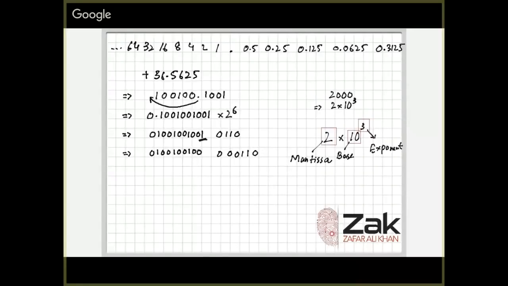What we lost? We lost 0.0625 because that was the bit here. Which bit was it? 1001. So this one we lost here. So when we turn it back to original form, this would become plus 36.5.